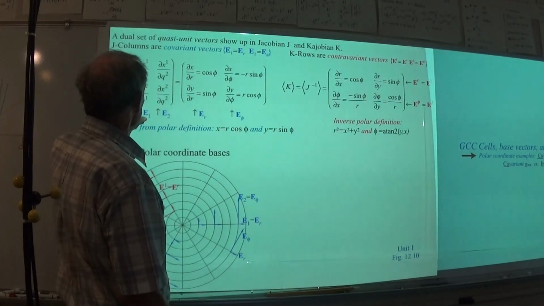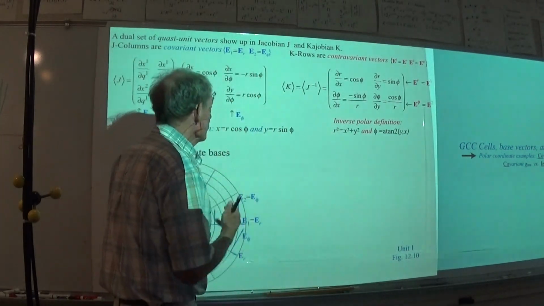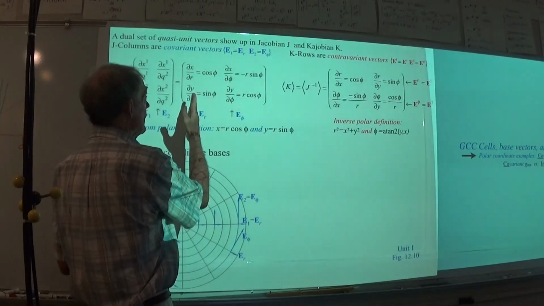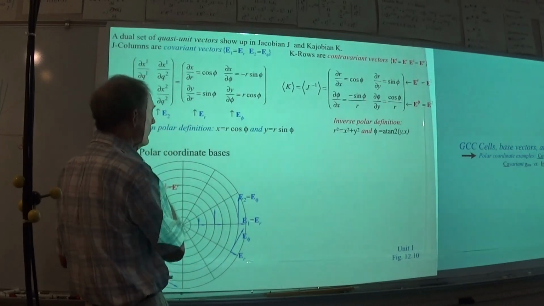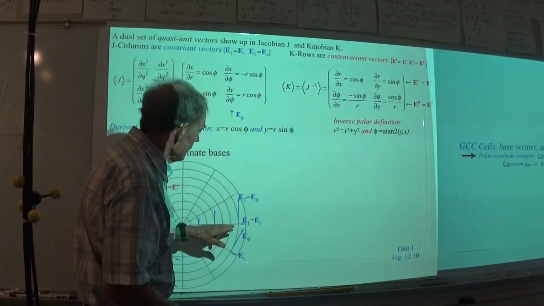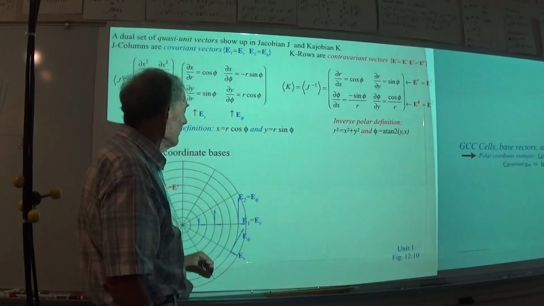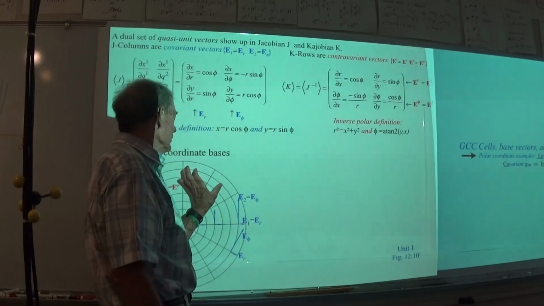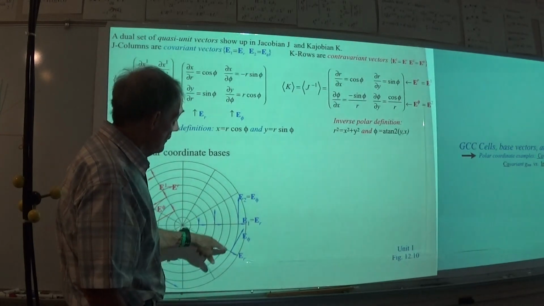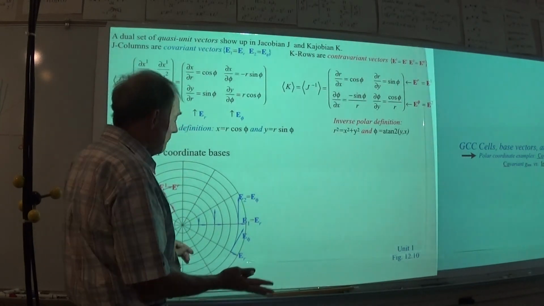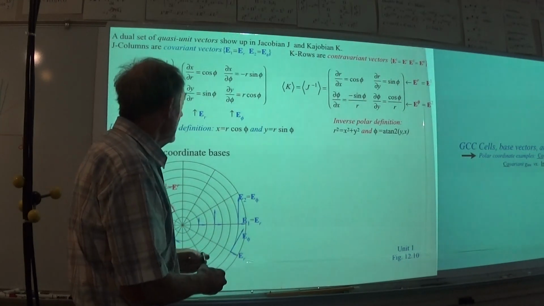Okay, so here's our Jacobian. We've already worked that out. The trick is to notice that the columns of this are what we call covariant vectors. These are vectors that slither along the line that they're assigned to. This is an E sub phi, so it's always tangent to the R equals constant line, in the positive phi direction. I'll make that point more clearly in just a minute.